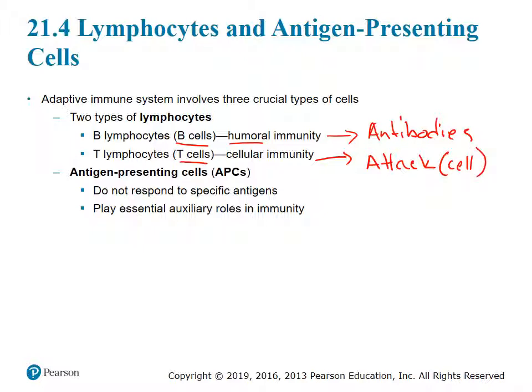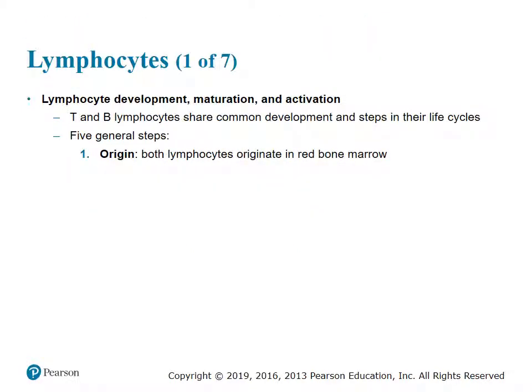Two types of lymphocytes. Those are the two cells that are important in the adaptive immune system, and another one we call the antigen presenting cell. Antigen presenting cells don't really respond to a specific antigen, but they play an important auxiliary, supporting role in the immune system. We'll talk about those as well.